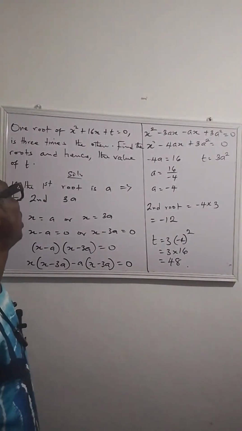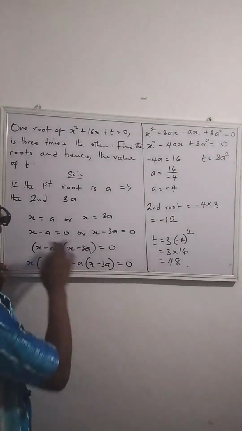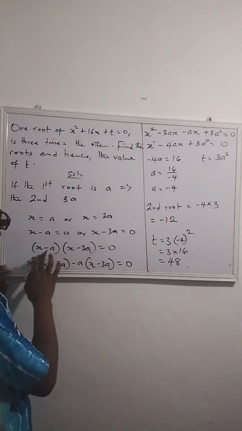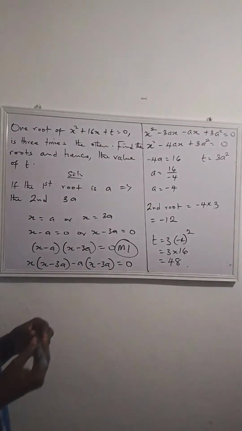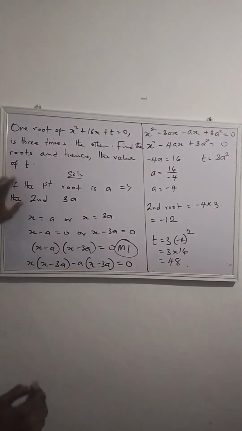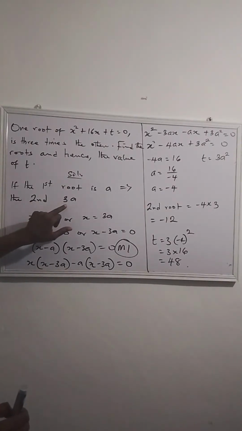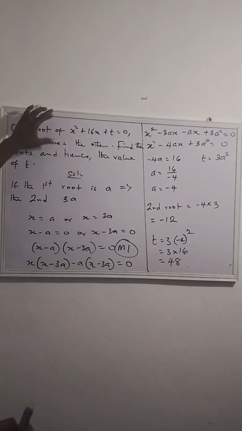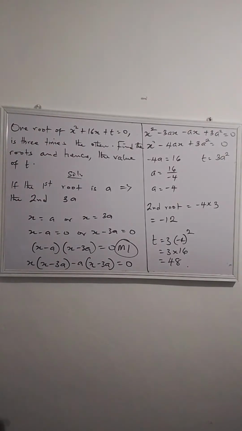All right. So how do we award the marks? For generating this here, we have M1, provided that the information has been given that A is the first root and the second root is going to be 3A, according to what the question says. So we have method mark 1 for that.